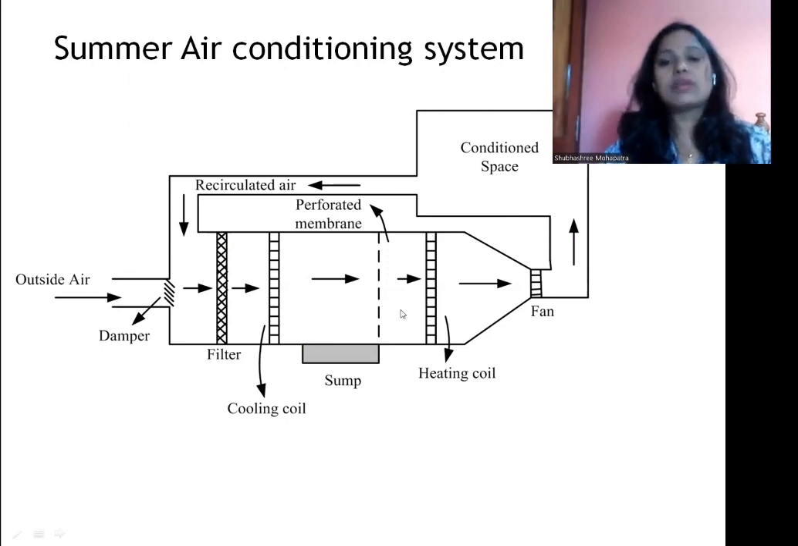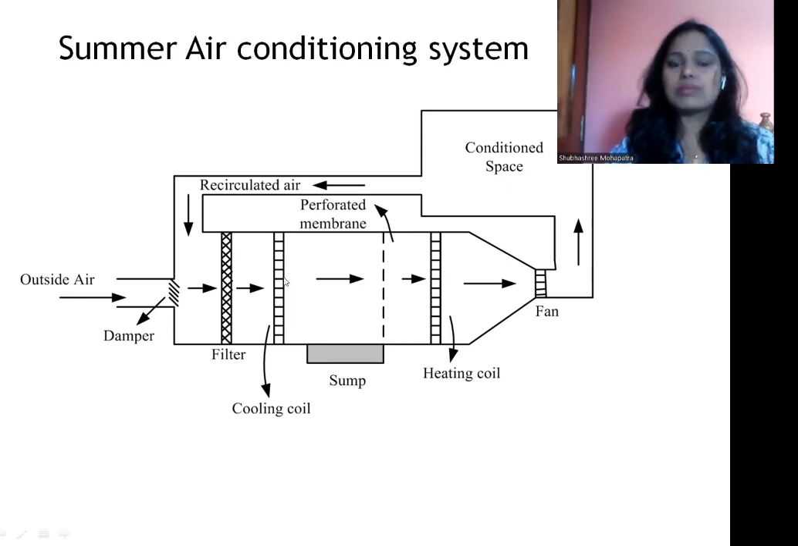Now let's discuss why we are heating it here. Let's say our comfort temperature we are setting as 25 degrees Celsius, and this heating coil will be set at 25 degrees Celsius. In the cooling coil, we are reducing the temperature to, suppose, 4 to 5 degrees Celsius, and we cannot directly put this 4 to 5 degrees Celsius air into the conditioned space. So in order to increase the temperature, we are placing a heating coil here. The heating coil temperature will be set as per the requirement of the occupant.